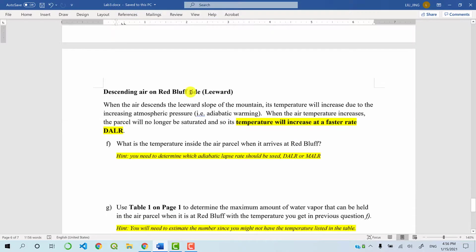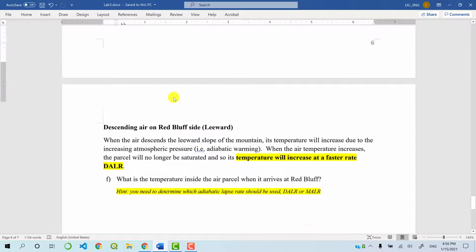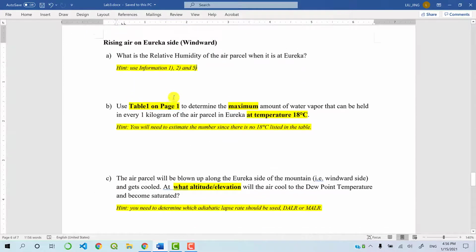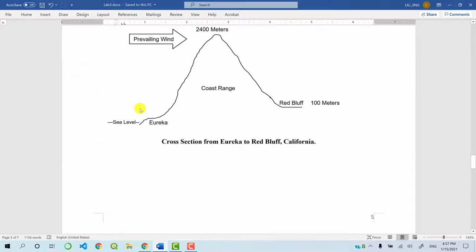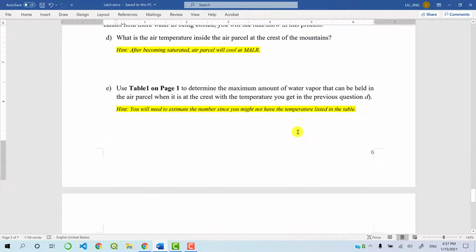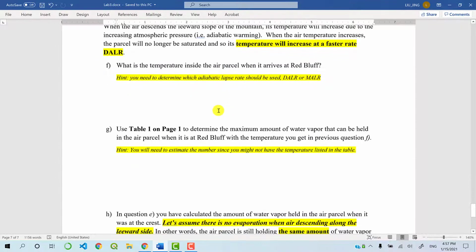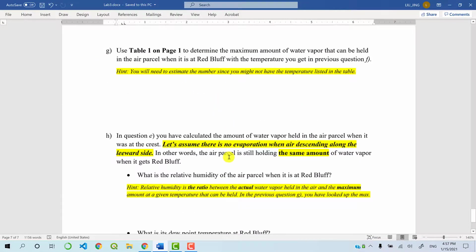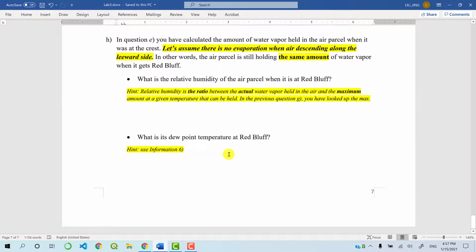You can discuss with your lab group mates. For this lab, you're also welcome to email me if you have any questions. We will do the calculation at 3 places: one in this ascending, rising process, the second at the top, and the third at Red Bluff. Read the question carefully, and also use the hint. Very important.